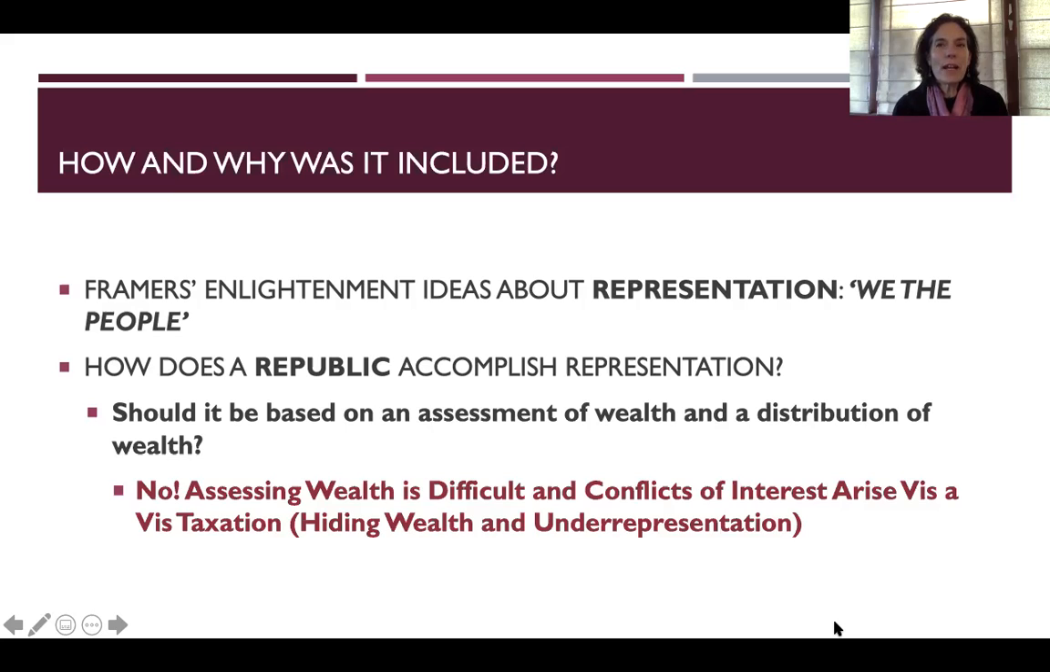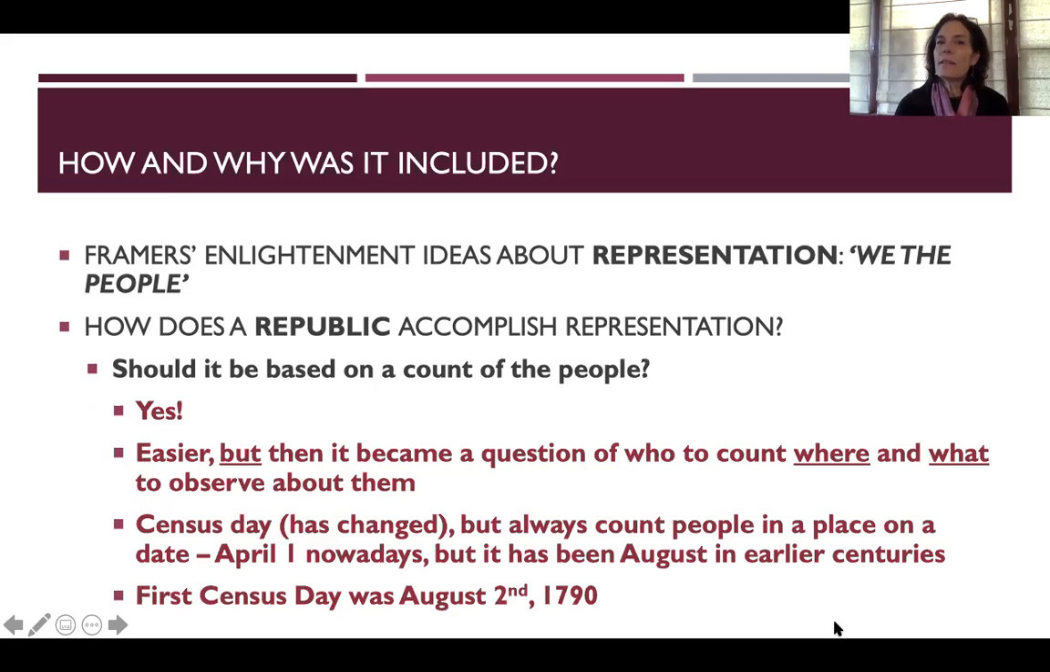So they were afraid that what would happen is you would have hiding of wealth and therefore an underrepresentation for apportionment purposes. So they settled on the idea of a count based on persons. Now, of course, this was seen as easier, but then it became a question of who to count, where, and what to observe about them.